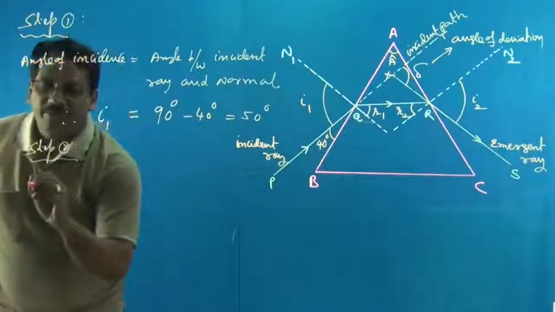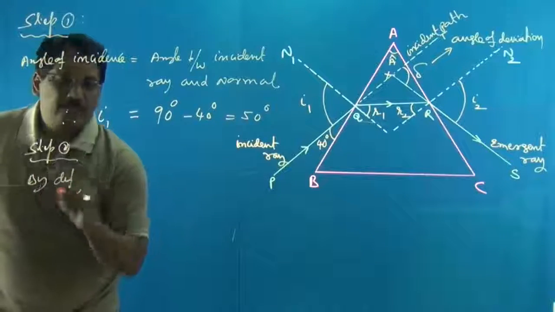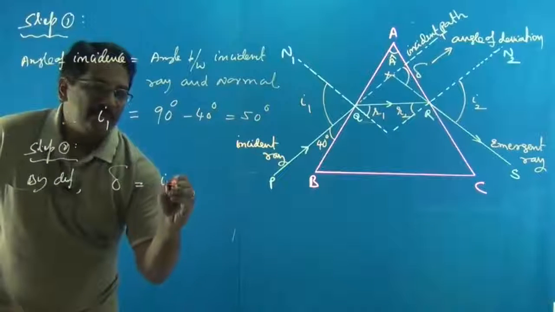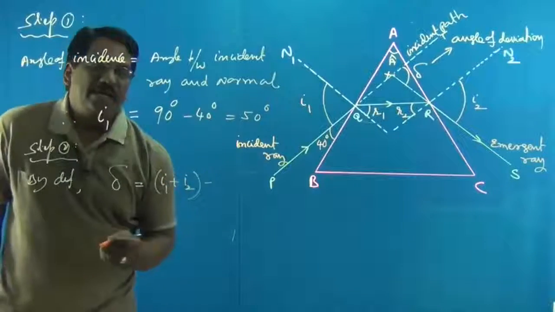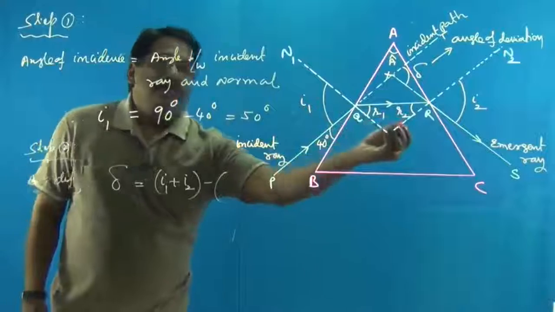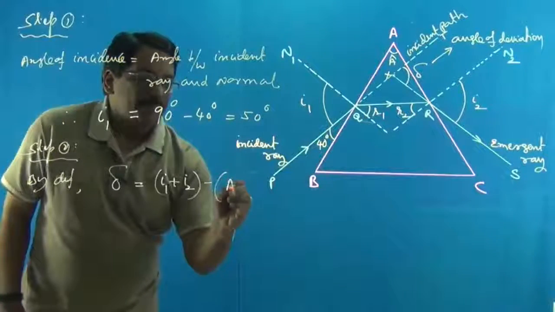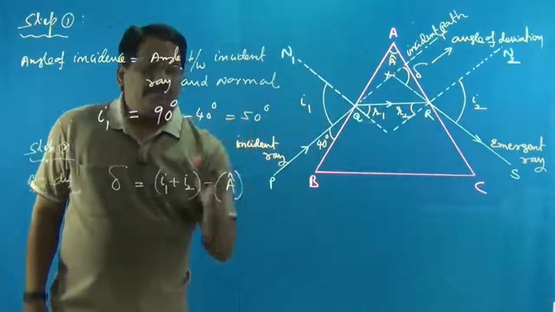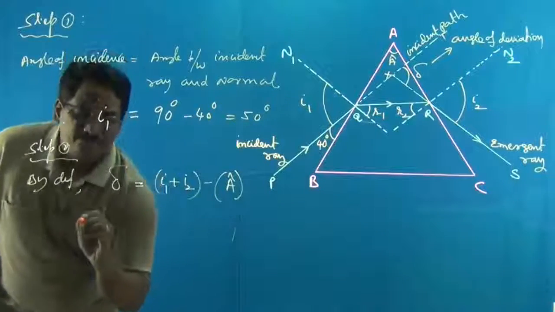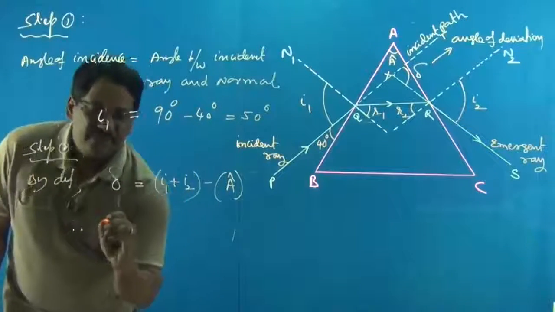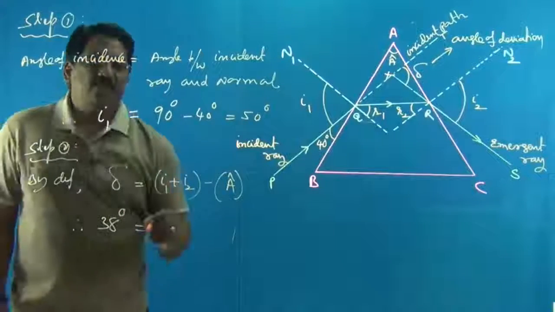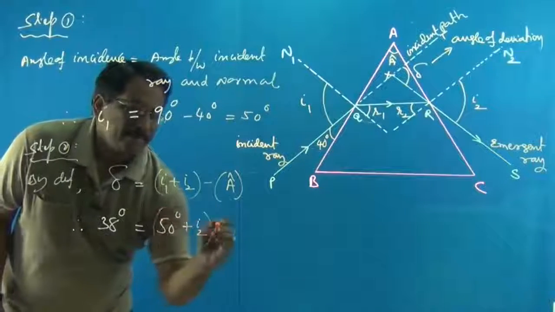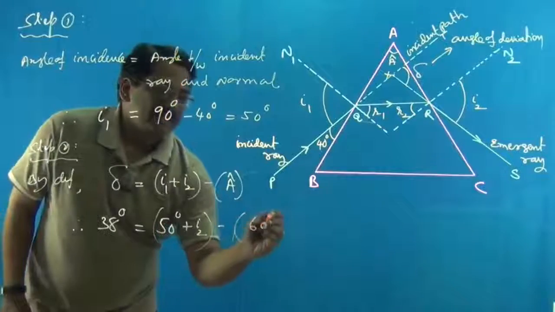And then step 2, we know by definition the angle of deviation delta is equal to I1 plus I2 minus A, because R1 plus R2 is equal to the angle of the prism, angle A. So the angle of deviation, this is delta, is I1 plus I2 minus A. Therefore the angle of deviation is given as 38 degrees, and this is equal to I1, we got it as 50 degrees, plus I2 minus the angle of the prism, which is given as 60 degrees.